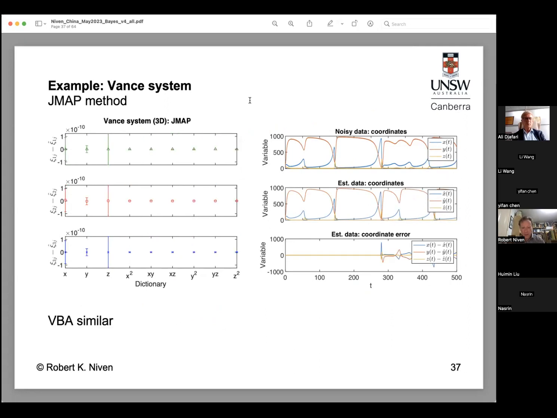If we apply the JMAP method, there are a couple of differences. We don't quite reproduce the time series over the same threshold or to the same time interval. But what we do get is values of coefficients and error bars around those values. Again, we're using the Bayesian posterior to give us those standard deviations of our predicted coefficients. The VBA method gives a similar result as well.